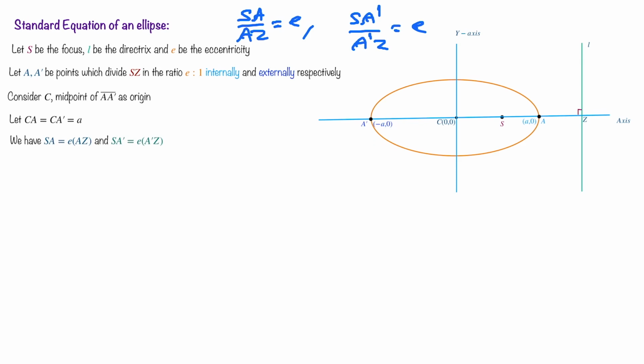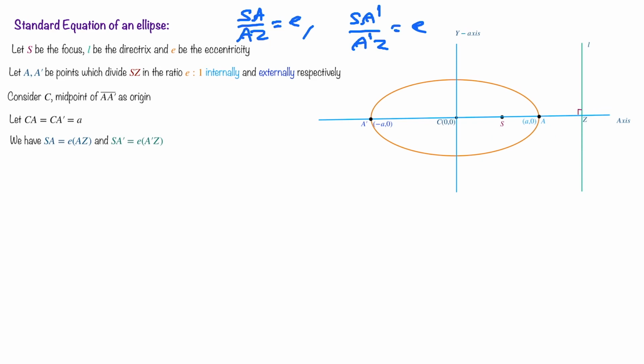We have SA equal to e times AZ. From here we can see that SA dash equal to e times A dash Z. Now, this SA I can see as CA minus CS, and this AZ I can see as CZ minus CA. Let me write it down.